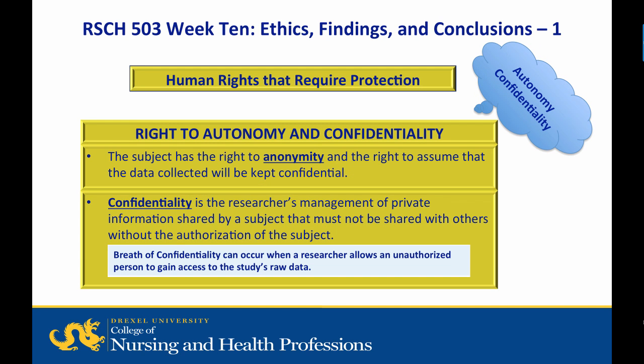The third human right that requires protection is the right to autonomy and confidentiality. Study subjects have the right to anonymity and the right to assume that data collected will be kept confidential. Confidentiality is the researcher's management of private information shared by a subject that must not be shared with others without authorization by the subject. A breach of confidentiality can occur when a researcher allows an unauthorized person to gain access to the study's raw data.